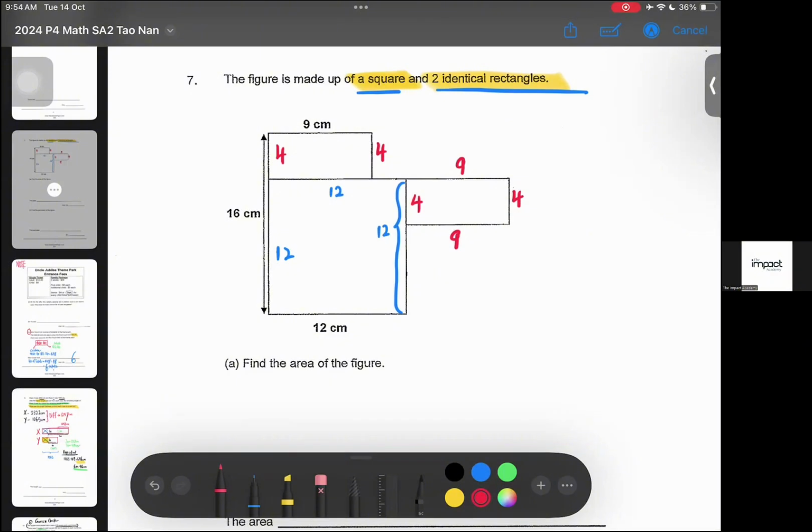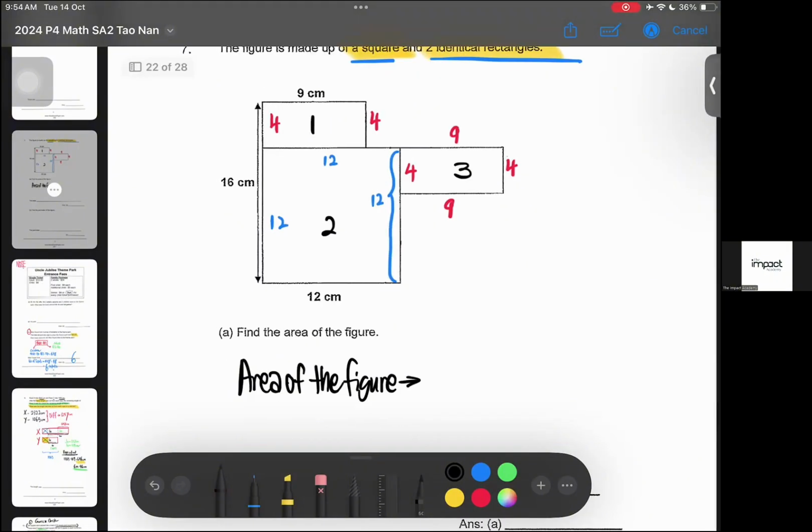So in order for me to find the area, what I'm going to do is say area of the figure. The area of the figure in this situation, as you can see, is going to be made up of two rectangles.